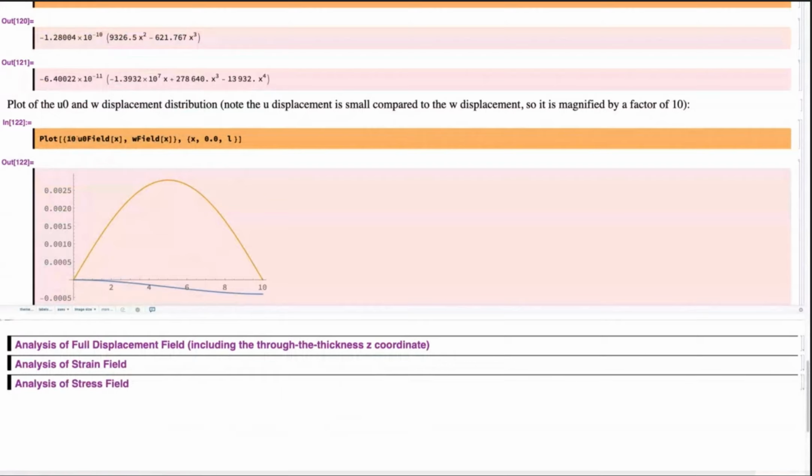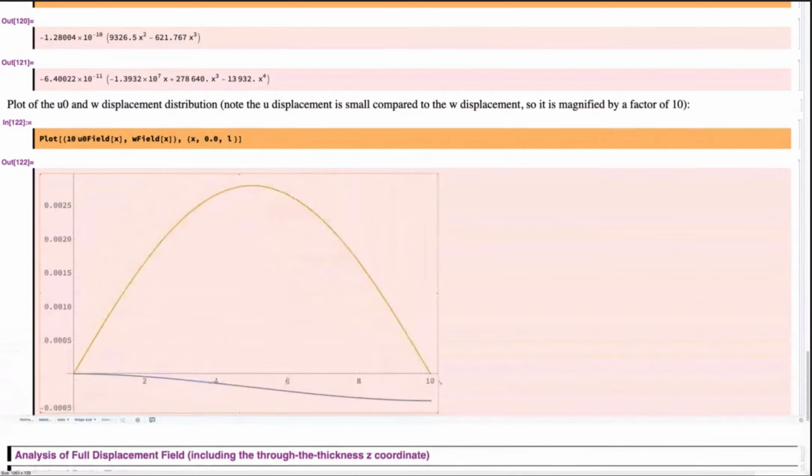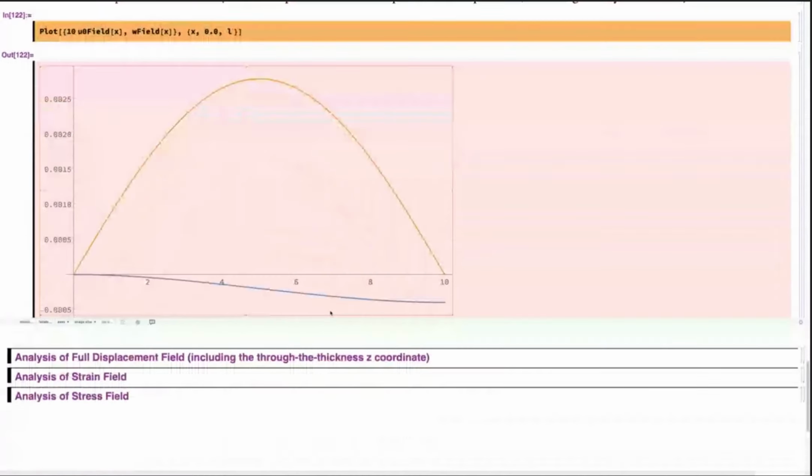And I multiplied the U field by a factor of 10. That's this one, because it's actually much smaller compared to the W value. So the plate is simply supported and bends into this cylindrical form in W. And while it's bending, it's also shrinking in length due to coupling, not because of the geometry.